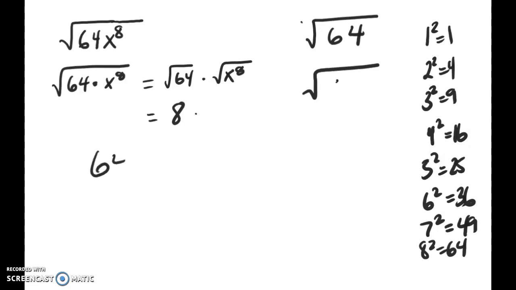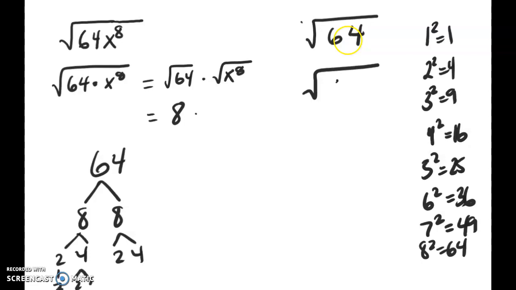But 64, if I prime factored it, is made up of 8 times 8. And 8 is not prime. It's made up of 2 times 4. And then if I prime factor it completely, I get this. So 64 is the same as saying 2 times itself 6 times.